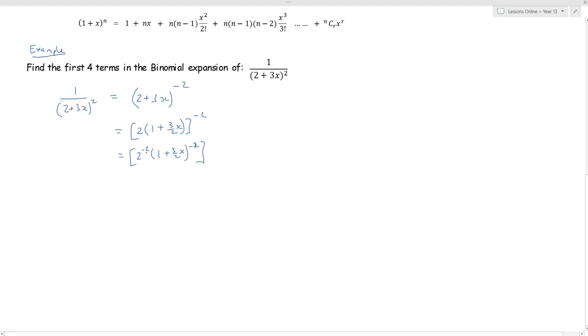Now, 2 to the power of minus 2 is 1 over 2 squared, and 1 over 2 squared is 1 over 4, so that's going to be a quarter. This time I'm going to use the square brackets. No special reason, just to be different this time.